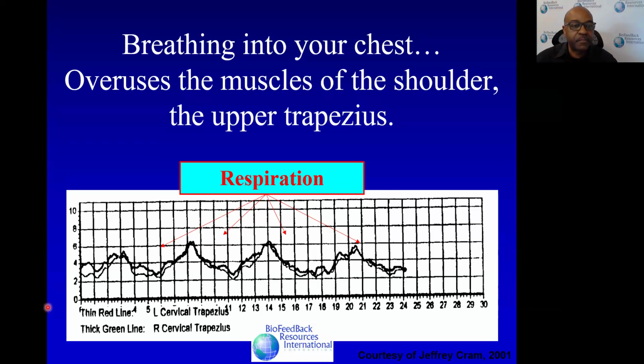So with this graph, this is from Jeff Cram. And here you see two lines, one for the right cervical trapezius and the other for the left cervical trapezius. So it's a combination of the upper neck and the upper back. One line is the left side, one line is the right side. And each time the person is inhaling, the muscle activity is going up in that neck and upper back area, which is not really necessary. And if a person can learn to reduce that amount of muscle contraction while they're inhaling, that can be helpful.